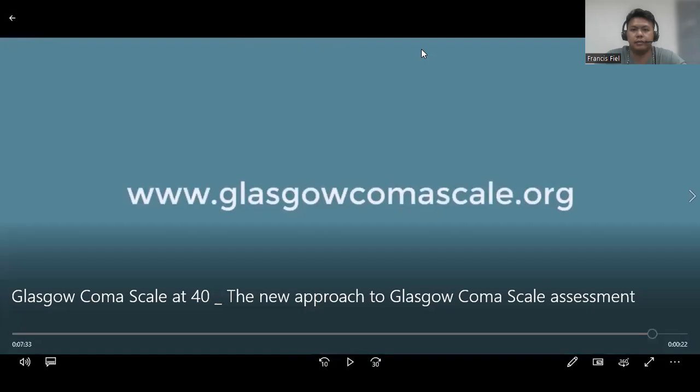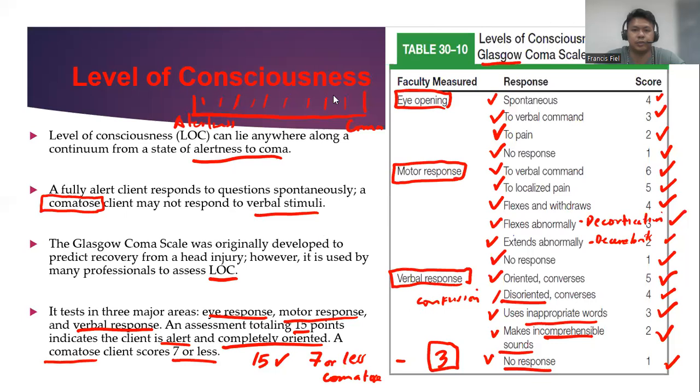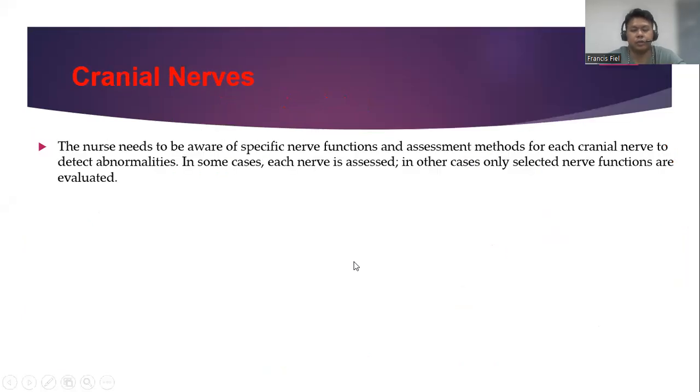All right. So, that's how to assess your Glasgow coma scale. All right, let's proceed to our PowerPoint. Okay, to continue, so cranial nerves naman tayo. So, the nurse needs to be aware of the specific nerve functions and assessment methods for each cranial nerve to detect abnormalities. In some cases, the nerve is assessed. In other cases, only selective nerve functions are evaluated.